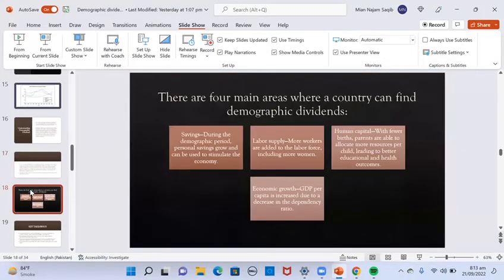There are 4 areas where a country can basically find demographic dividends. These include number 1, savings, 2, labor supply, 3, human capital, and 4, economic growth or GDP. Savings: during the demographic period, personal savings grow and can be used to stimulate the economy. More workers are added to the labor force, including women. Human capital: with fewer births, parents are able to allocate more resources per child, leading to better educational and health outcomes. GDP per capita is increased due to a decrease in the dependency ratio.